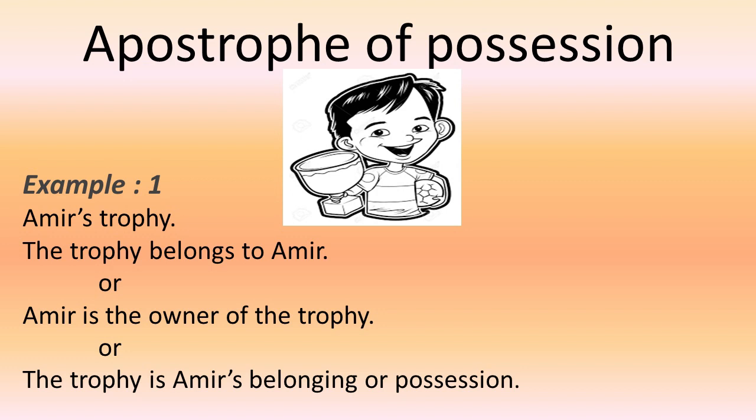As you can see in the picture, there is a child whose name is Amir. He is holding a trophy. Amir is the owner and the trophy is his belonging. Hence, there is a connection between them. So we would say Amir's trophy because the trophy belongs to Amir. We can also say that Amir is the owner of the trophy or the trophy is Amir's belonging or possession.